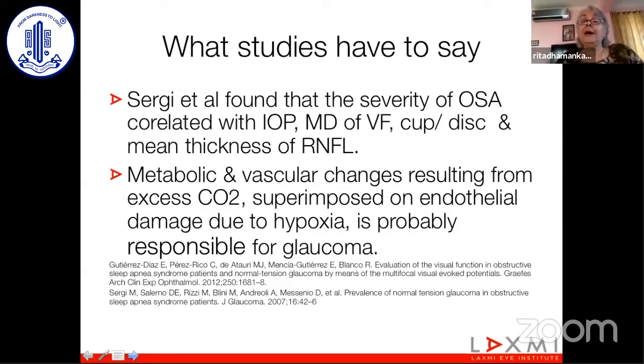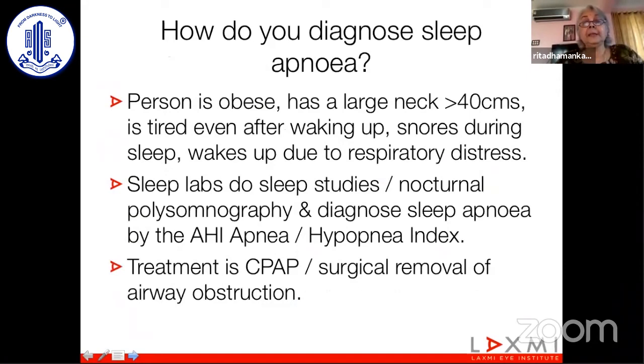Sergi et al. found that severity of OSA correlated with the intraocular pressure, the mean deviation in a visual field, the cup disc ratio, and the mean thickness of the retinal nerve fiber layer. Metabolic and vascular changes resulting from excess carbon dioxide, superimposed on the endothelial damage due to hypoxia, are probably responsible for glaucoma. So how do you diagnose a patient with sleep apnea?